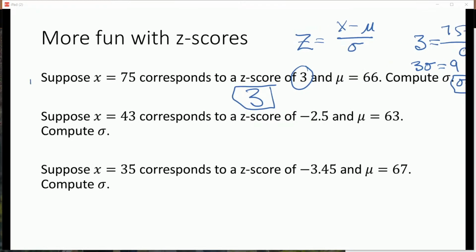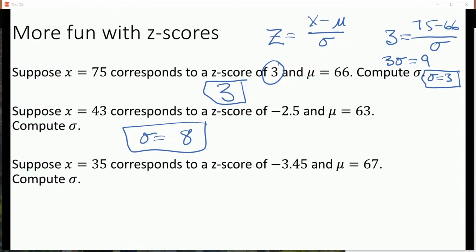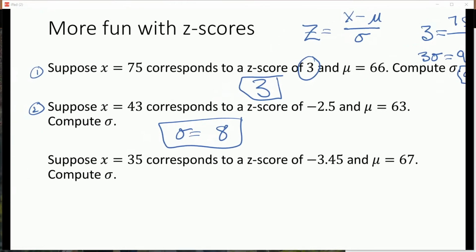Okay, Haley, what is the sigma for this one here, the number 2? You got 8. That sounds pretty good to me. But if anyone doesn't have 8, we can work through the algebra. It's almost the same algebra as this. So, no complaints. All right, very nice.